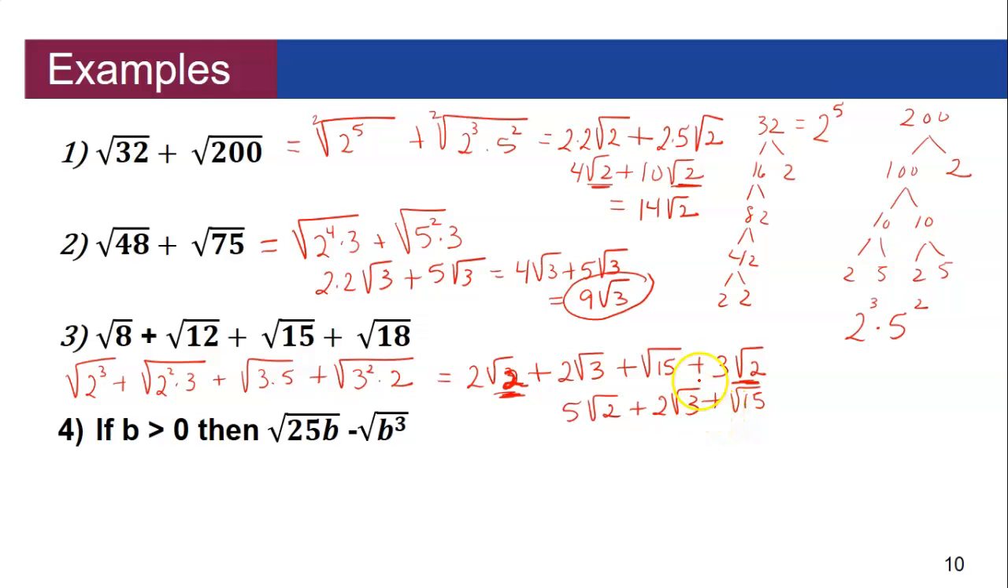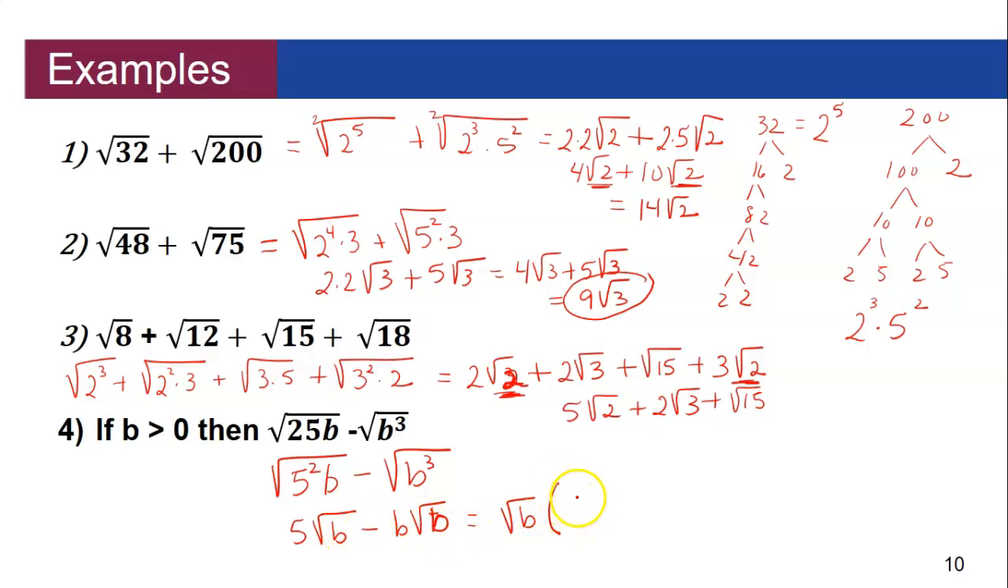Okay, if I look at this one, it says assume b is greater than 0. That's just basically a technicality to be able to go ahead and do the problem. So this is going to be 5 squared b, and then here we're going to have the square root of b to the 3rd. So I can take a 5 out, and it'll leave me with the square root of b, and I can take a b out, and it'll leave me with the square root of b. One additional way to do this would be to factor out the square root of b as a greatest common factor, and then it would leave me with 5 minus b as my answer.